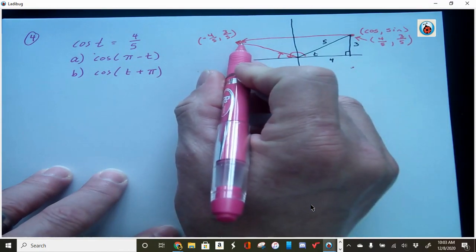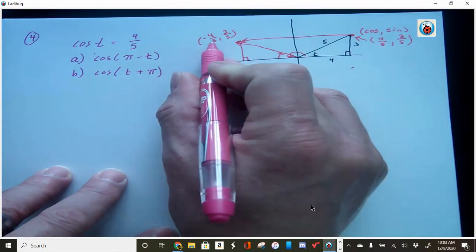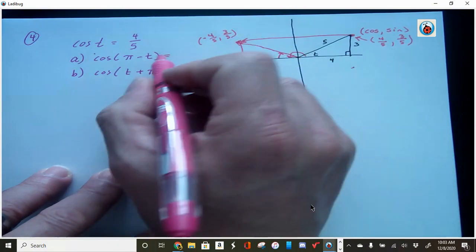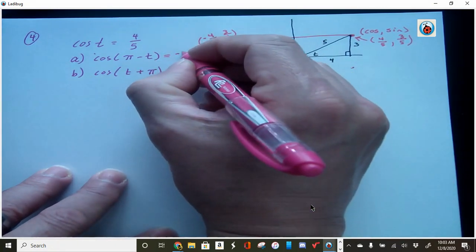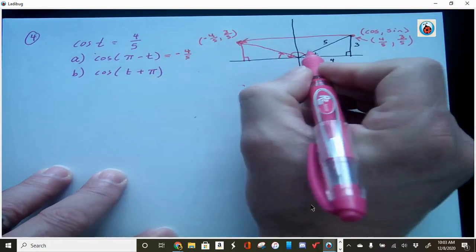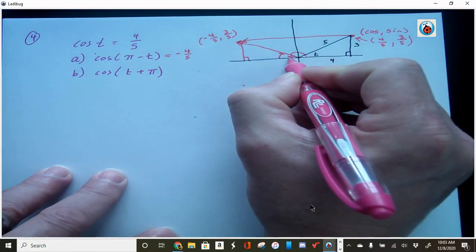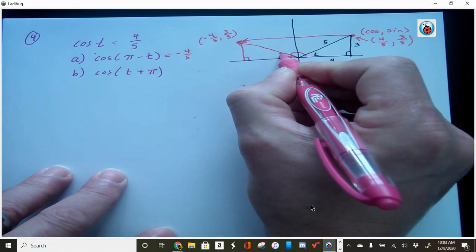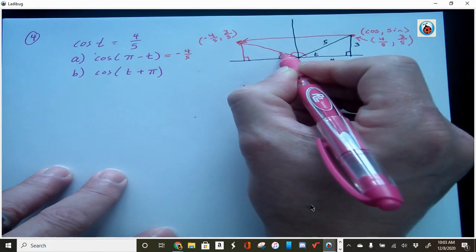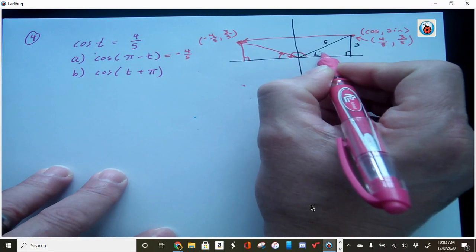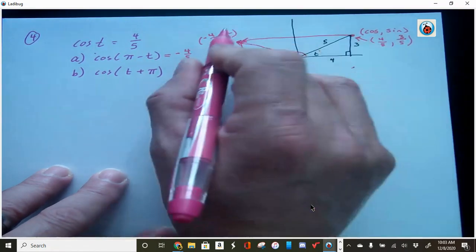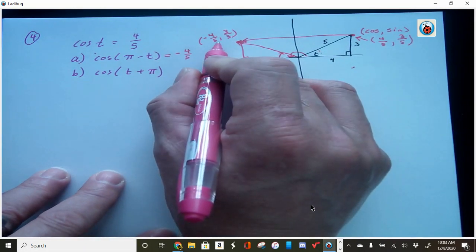So the cosine of this would be your x value, and that is also going to be the cosine of pi minus t. Okay, and again, pi going this way, and we're going back up t radians. So we backed up the same amount we went up originally. So there are reflections, and that ordered pair reflects over here with the x value negative.